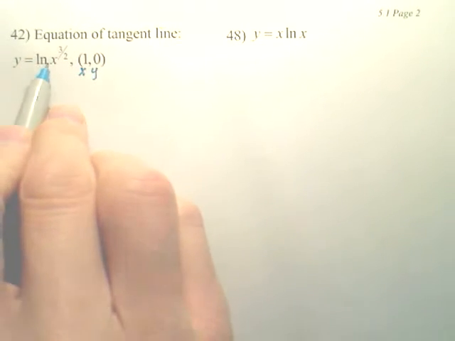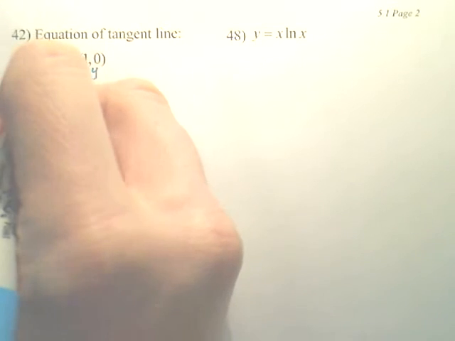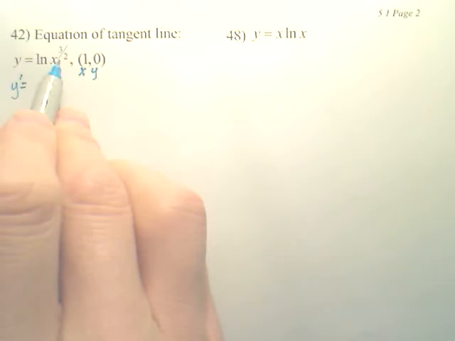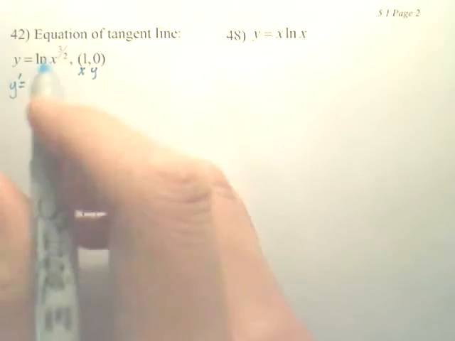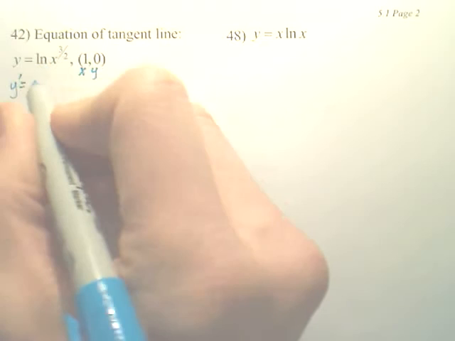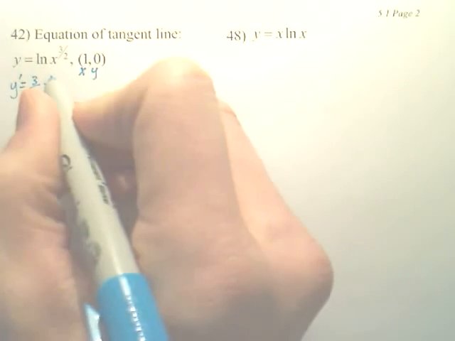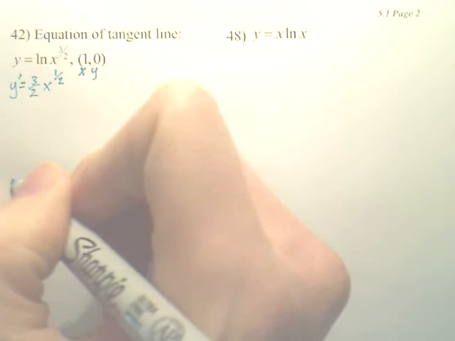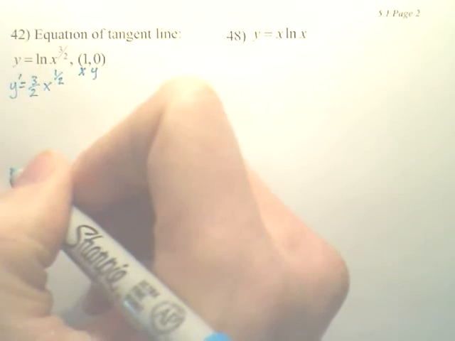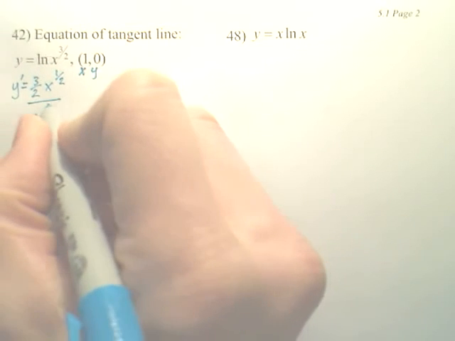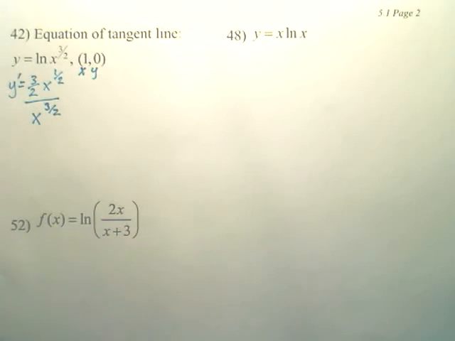Okay. Now, the derivative of ln is u prime over u. So the derivative of x to the 3 over 2 is 3 over 2 x, and subtract 1 from that, you get 1/2. That's the derivative of the inside over the inside. So the derivative is simply derive the inside, put it over the inside.